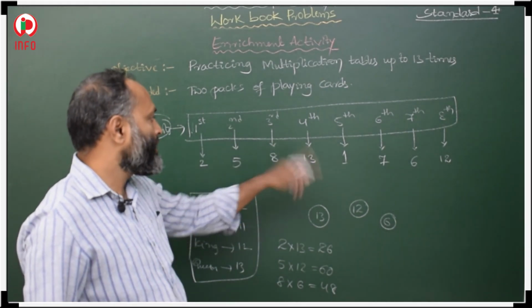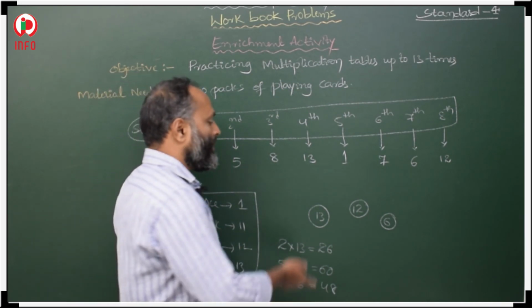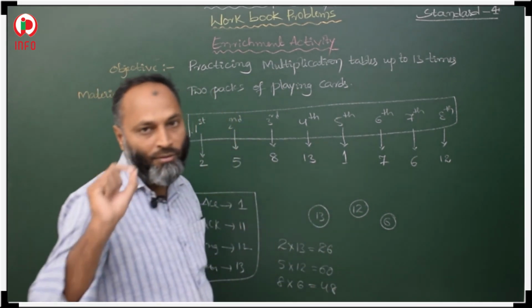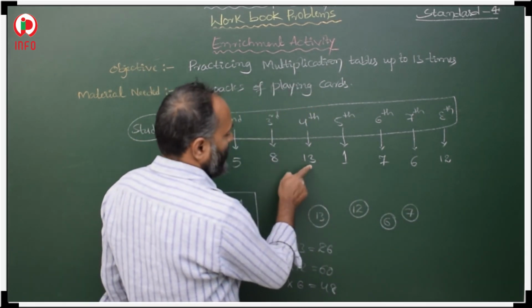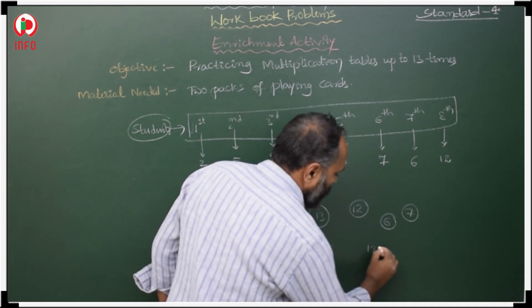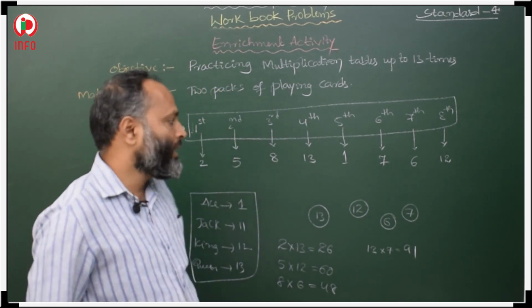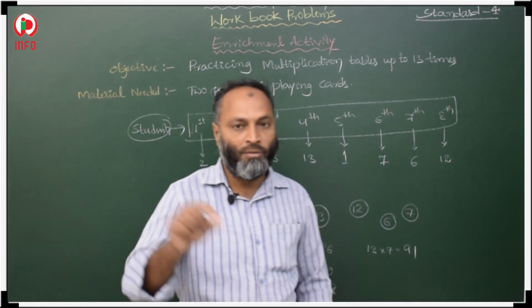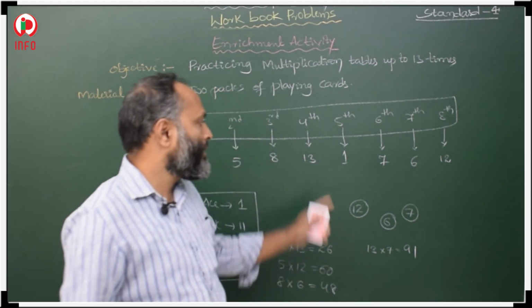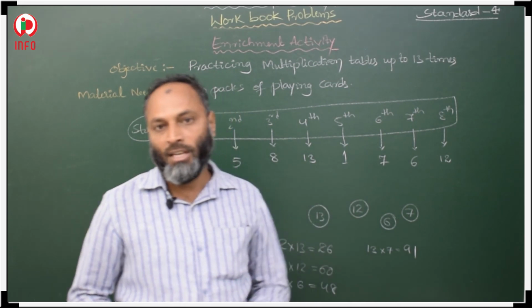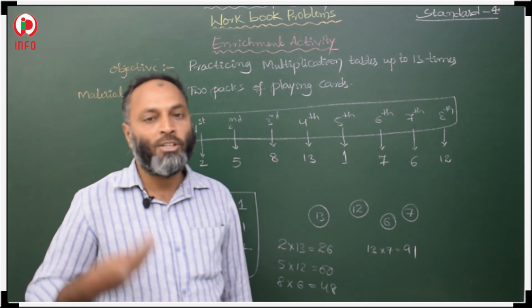And when the fourth student's turn comes, he should pick one of the cards from the pack. It should be a 7th number. Then he should multiply 13 with 7. 13 into 7, 13 7s are 91. In this way, all the students should pick one card from the remaining cards. Whatever number comes, they should multiply that number with the card they have. So they will get different products. In this way they should practice.